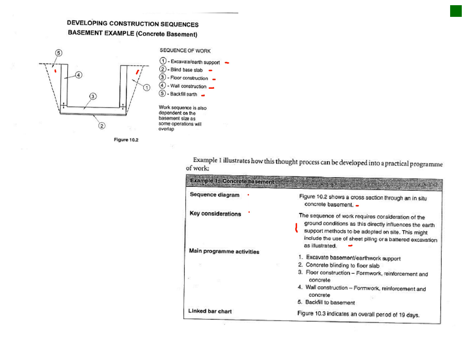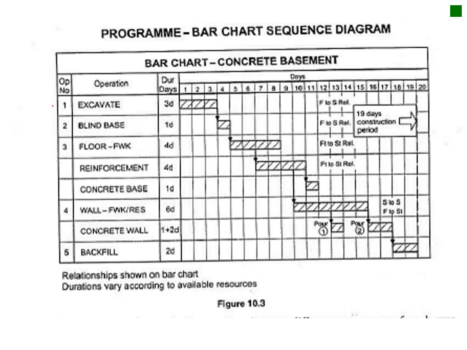And then you sequence your items as we've seen that they've sequenced it, and then you produce your linked bar chart from that. So first things first, you sequence and you list your items. Here you can see they've added some additional information. For instance, they've got the formwork first, and then placing of reinforcement, and then pouring of the concrete. And then you've got your concrete wall and your backfill.